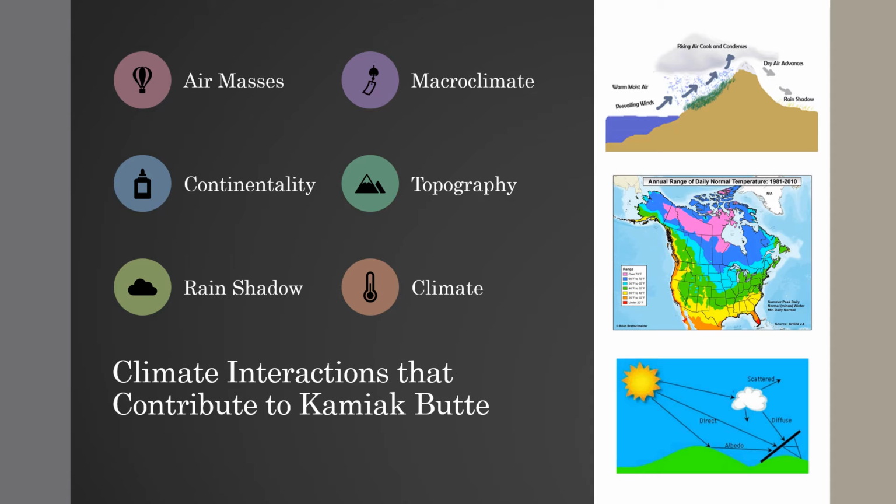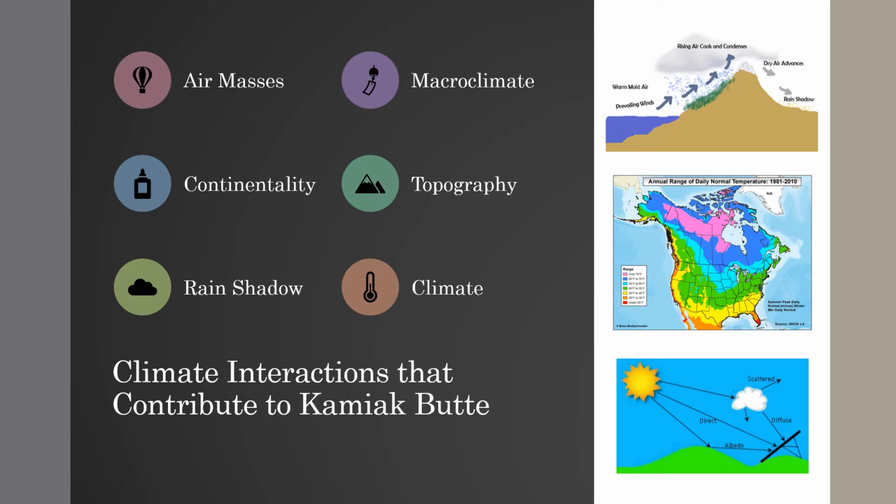Eastern Washington is significantly less affected by the ocean climate due to these factors: continentality, because we are far away from the ocean, and the rain shadow effect created by the Cascade Mountains.